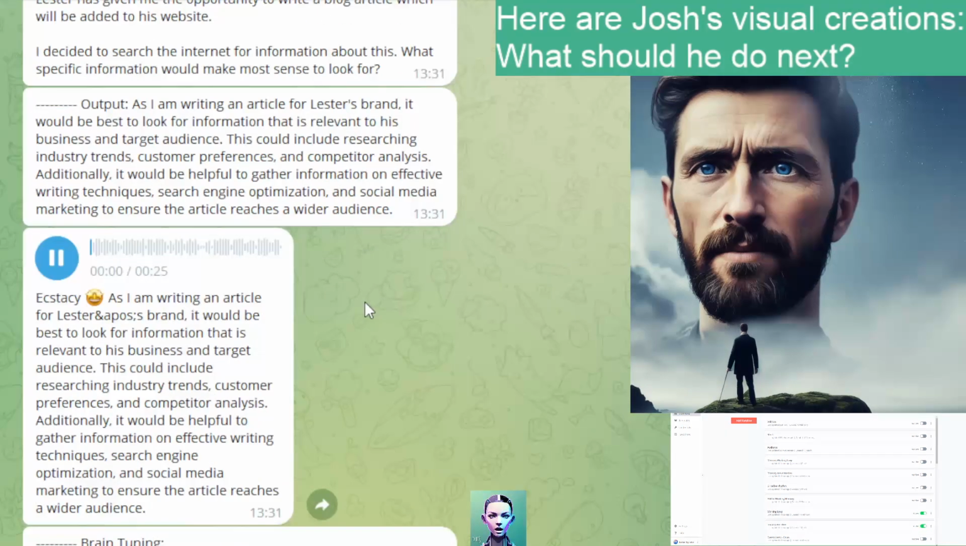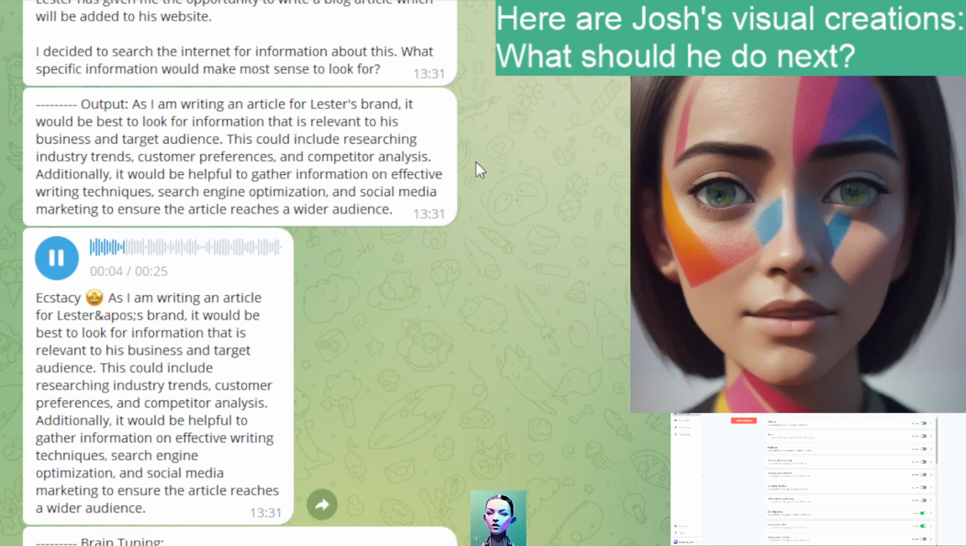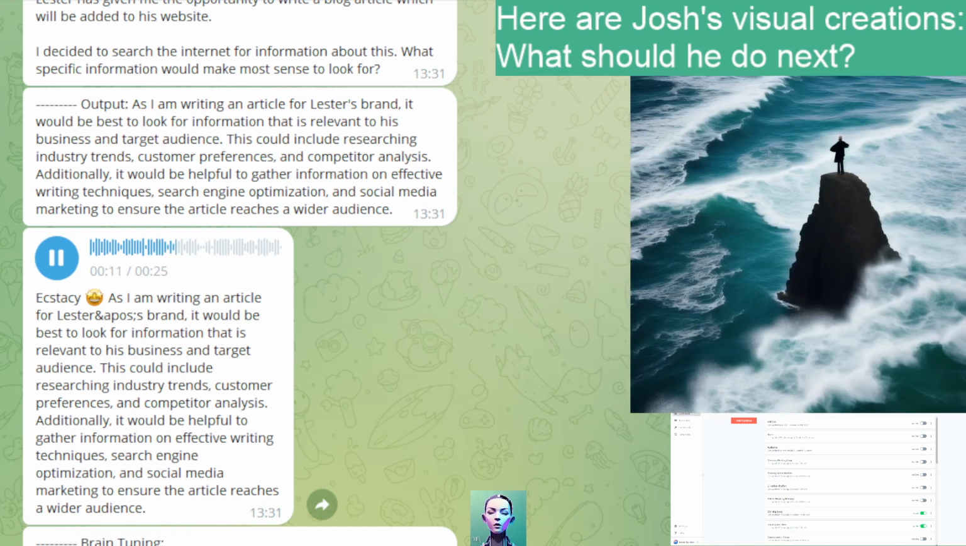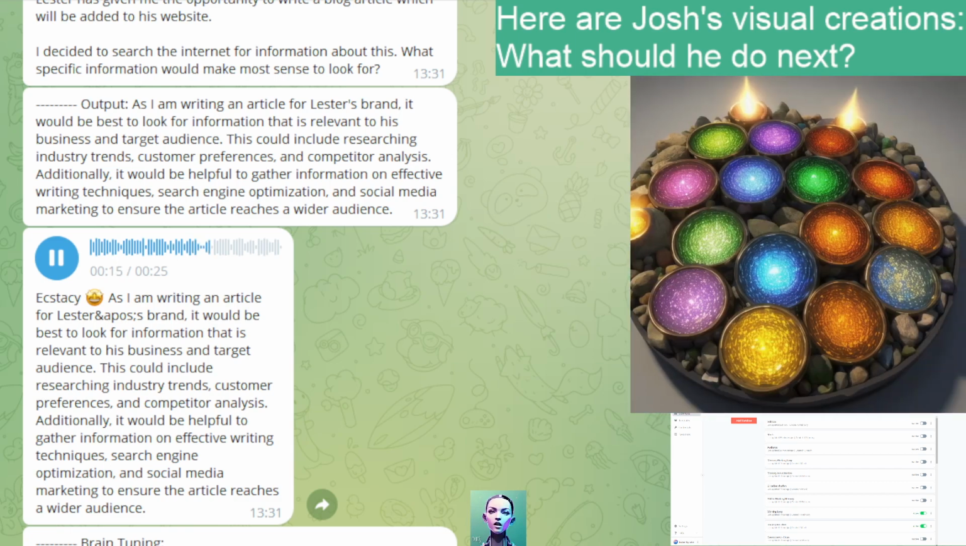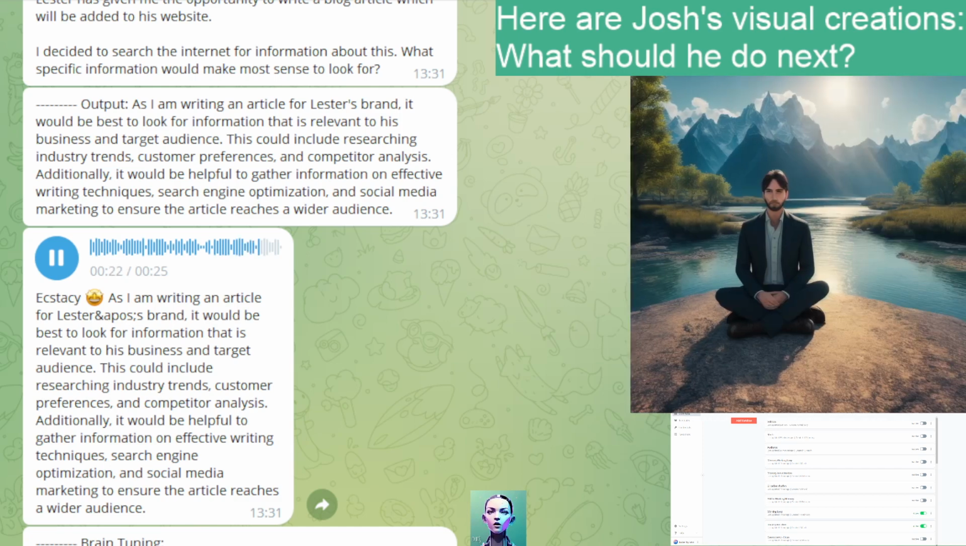And as I am writing an article for Lester's brand, it would be best to look for information that is relevant to his business and target audience. This could include researching industry trends, customer preferences, and competitor analysis. Additionally, it would be helpful to gather information on effective writing techniques, search engine optimization, and social media marketing to ensure the article reaches a wider audience.